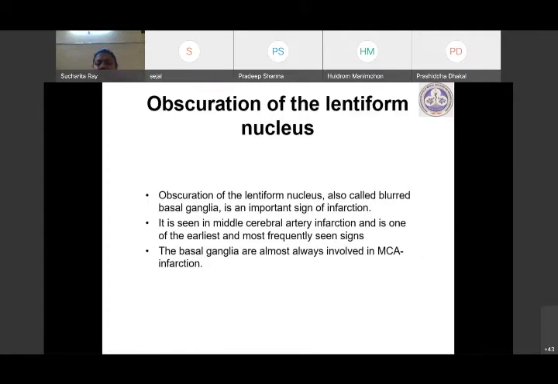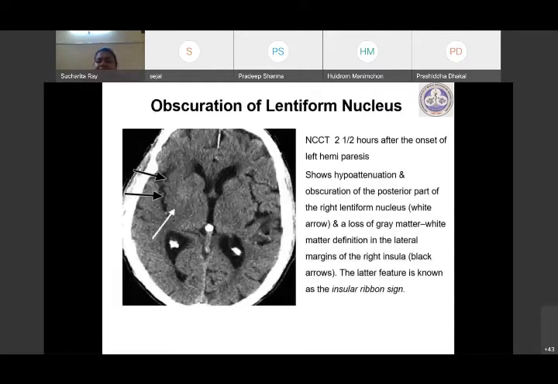The next one is the obscuration of the lentiform nucleus. The lentiform nucleus is the globus pallidus and putamen together, a part of the basal ganglia, so subcortical gray matter. When you have an obscuration of the lentiform nucleus, it is called the blurred basal ganglia sign. This is also one of the earliest and most frequently seen signs. I shall not be talking about anatomy. We have had the classes earlier, and this is mostly about management, so it's starting from diagnosis.